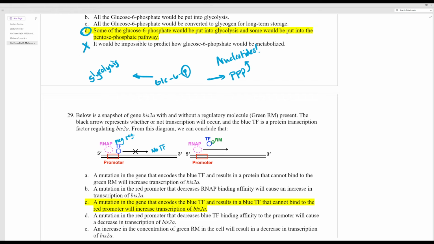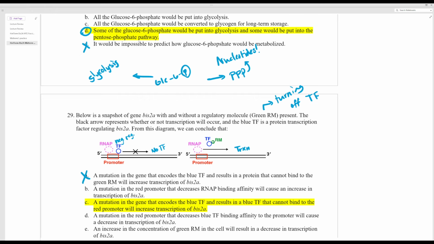And let's see, when the green regulatory molecule is bound to the transcription factor, we do get transcription, which means that the green RM is turning off the transcription factor. Okay. All right. So let's see. A mutation in the gene that encodes the blue transcription factor and results in a protein that cannot bind to the green regulatory molecule will increase transcription of BIS2A. Well, if it can't bind to the green regulatory molecule, there's no way to turn off our blue transcription factor. And whenever we cannot turn a blue transcription factor off, that means it's on, which means we do not get transcription of BIS2A.